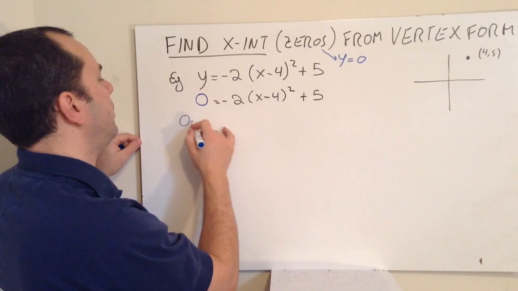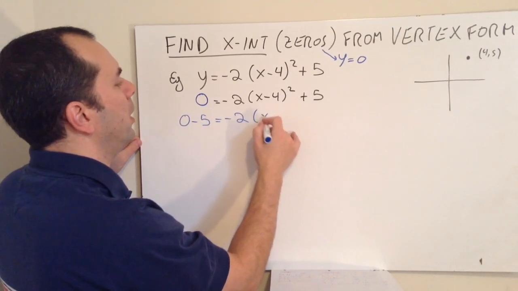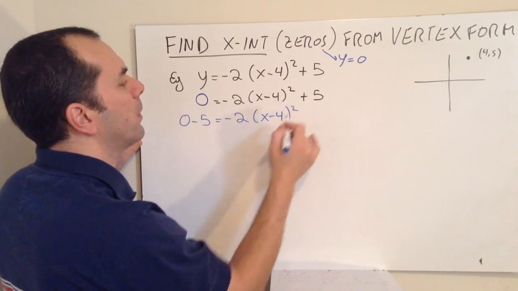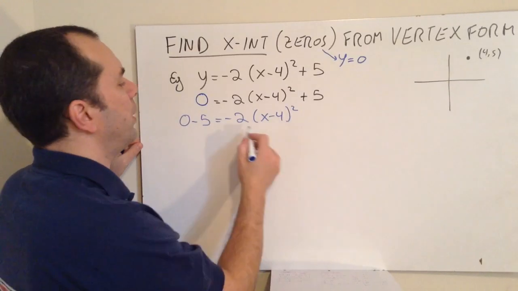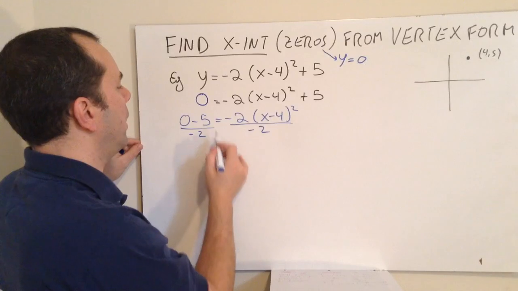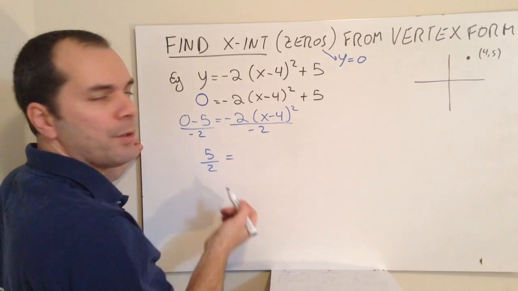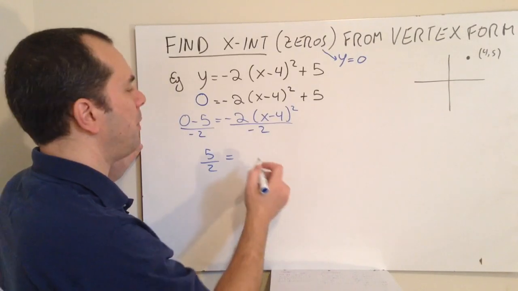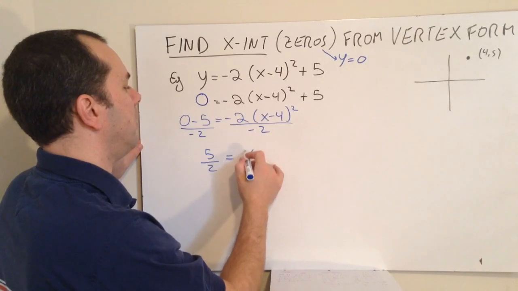So now I'm going to get 0 minus 5, so equal to minus 2 times (x minus 4) squared. The second last thing was to multiply by minus 2. So to get rid of this, I'm going to divide both sides by minus 2. And I end up with 5 over 2. I could write this as 2.5, but I prefer to keep things in fractions in case this didn't work out nicely. In this case, it did work out nicely, so it's not a big deal.